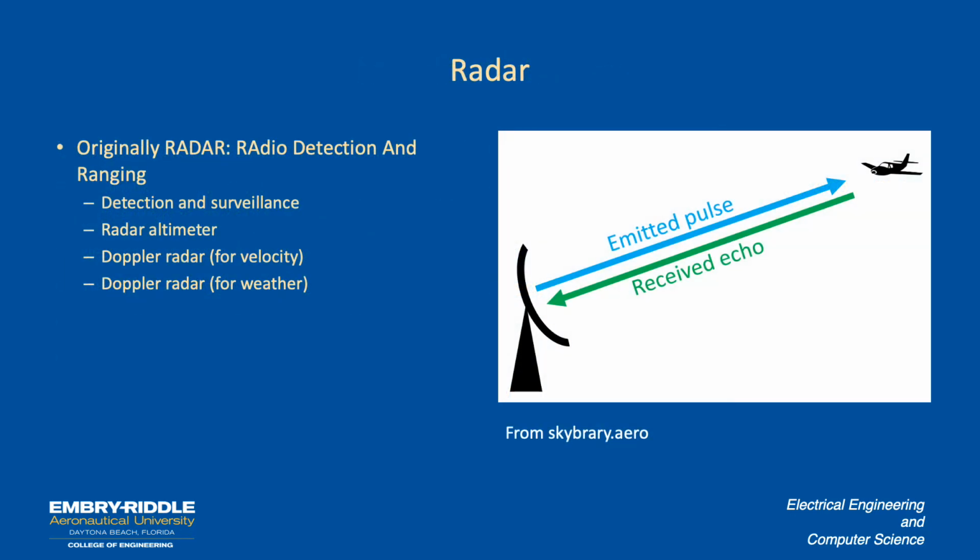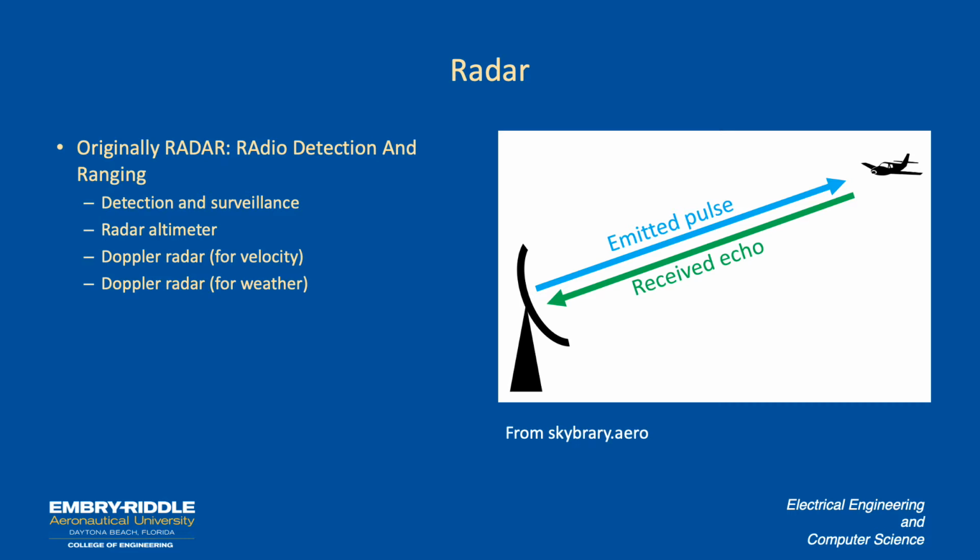So radar is a World War II technology. It's called radar, an acronym for radio detection and ranging. And it's good for detection and surveillance that we're going to talk about here. But it can also be used as a radar altimeter. It can be used, using the Doppler effect, to get an aircraft's velocity. And even before development of inertial navigation systems, you could do dead reckoning using Doppler radar for velocity.